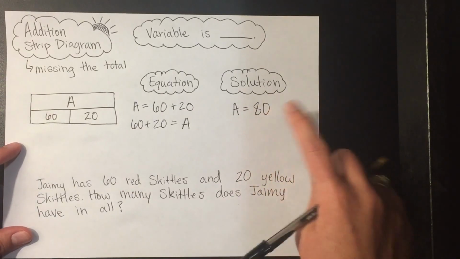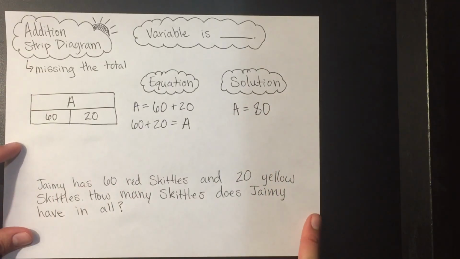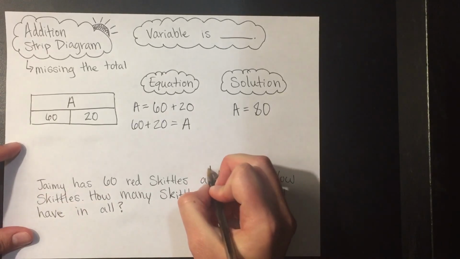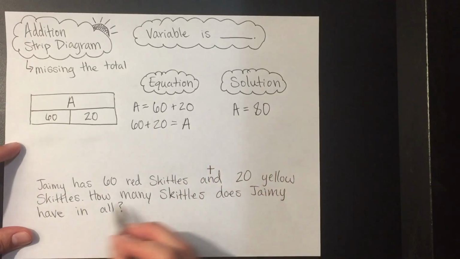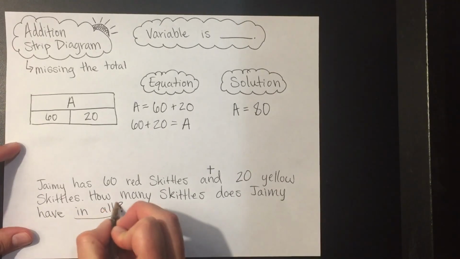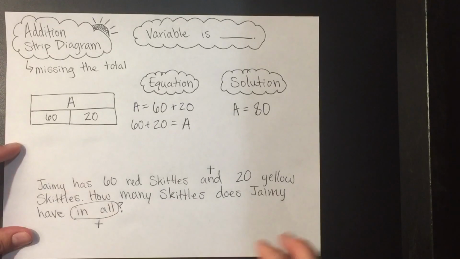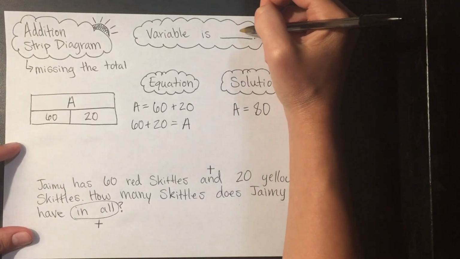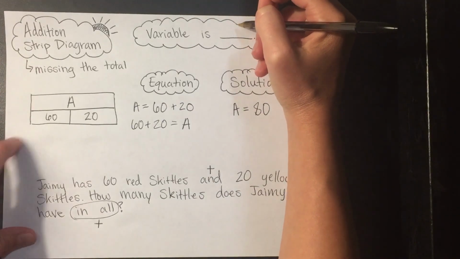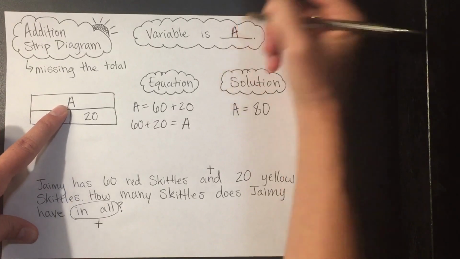An example problem for something you might see with an addition strip diagram: Jamie has 60 red Skittles and 20 yellow Skittles. How many Skittles does Jamie have in all? So this problem told us to add, and we represented it with a strip diagram. The variable in this strip diagram, you guessed it, it's a.